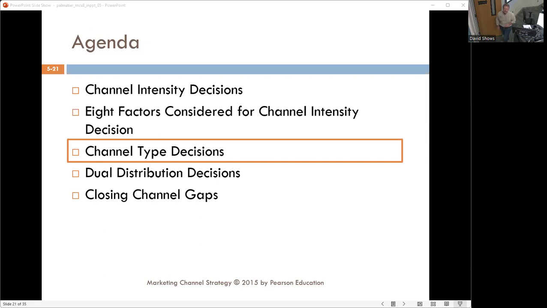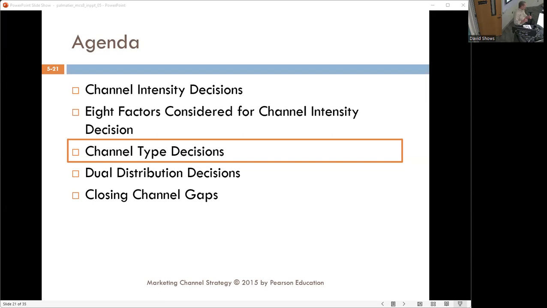Channel type is different. Channel type is how many different ways in which you can receive. So online, shipped, omni-channel, mail order. These are channel type decisions: how many unique different ways you can have the goods shipped.